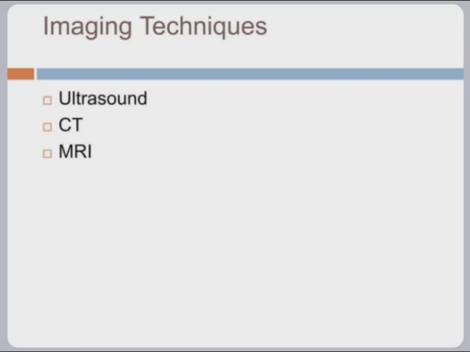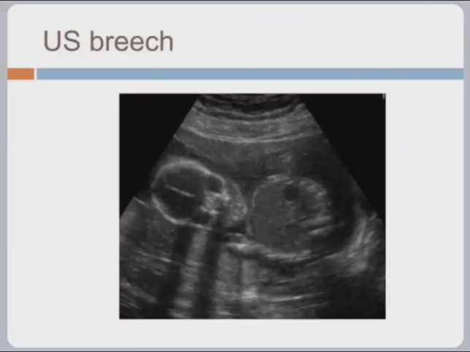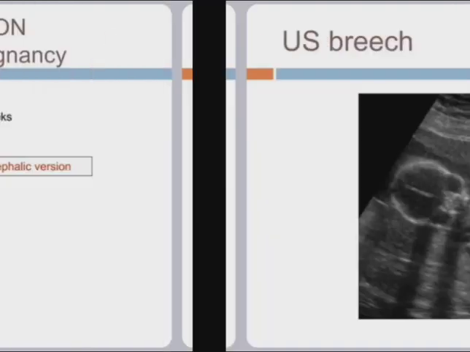This is the imaging technique. Ultrasound can show the image of the baby, and CT scan also, and MRI also. Okay. This is the ultrasound of a breech presentation. The baby's head is on one side, so it is a longitudinal lie.